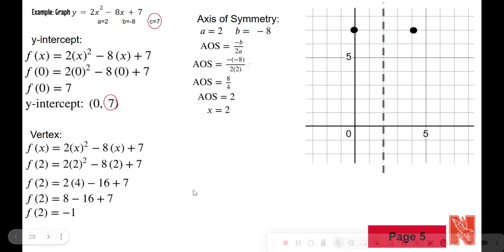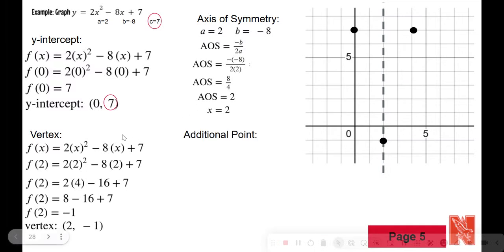So when we put 2 into our function, we get -1 out. So that is our vertex, 2, -1. Again, we plugged in 2. We picked 2 specifically because it's the axis of symmetry. So we're going to plot that vertex down here. So there's 2, -1. So now we have 3 points.